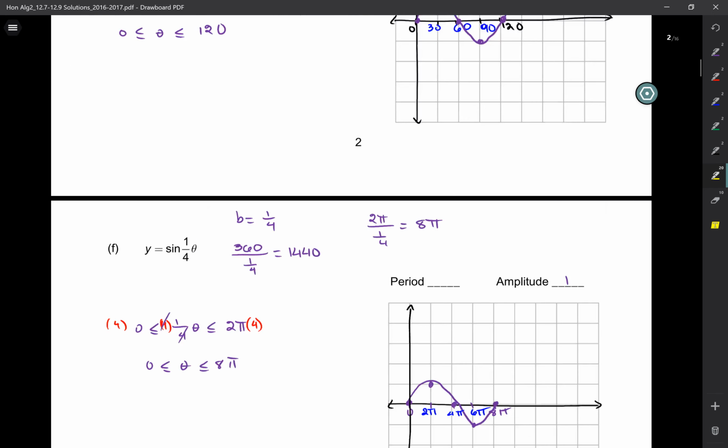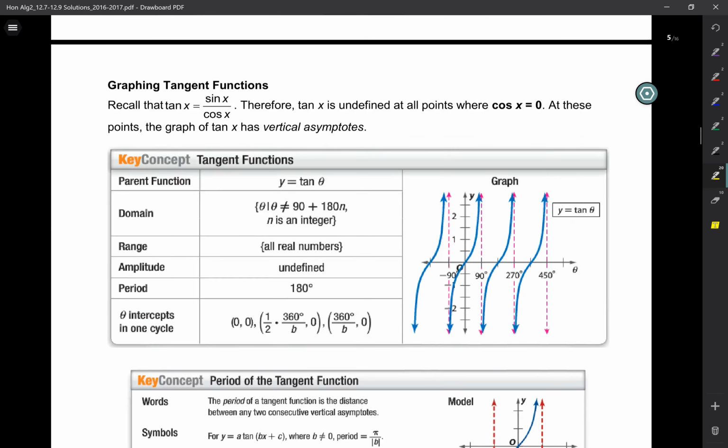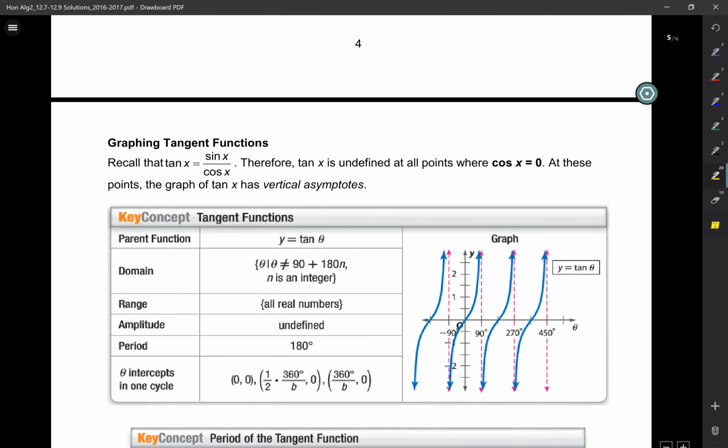Now, if you wanted to graph tangent, right? What is the definition of tangent? What is tangent? Tangent is sine of x over cosine of x, okay?